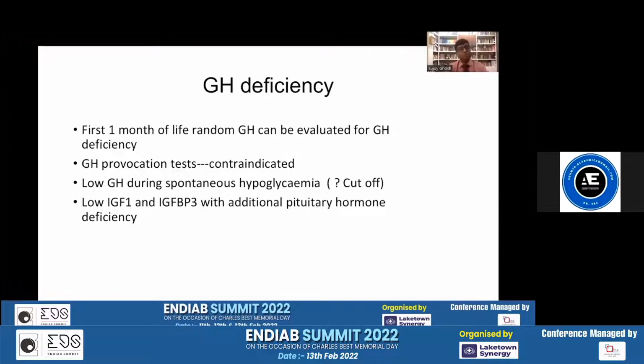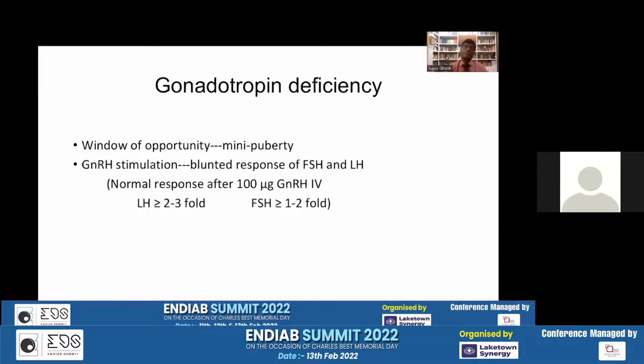In terms of growth hormone, in the first month of life, a random growth hormone can be evaluated for growth hormone deficiency. A growth hormone provocation test might be contraindicated for several of the reasons that I've discussed. Low growth hormone during spontaneous hypoglycemia is thought to be useful, but what cutoffs do we use? We don't know. Low IGF-1 and IGFBP-3, in addition to other pituitary hormone deficiencies, might suffice to diagnose additional GHD. So the challenge is more if you have isolated GHD. In terms of gonadotropin deficiency, it's best if you are able to utilize that window of opportunity of mini puberty.